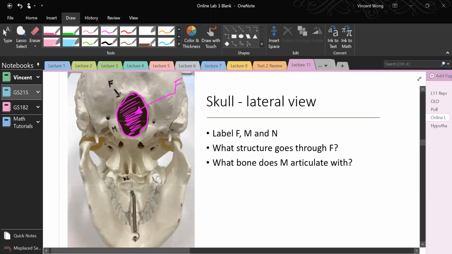A hole is foramen, right? Foramen. And this is a really big hole. So foramen magnum. Magnum means big. Flanking the sides of the foramen magnum are these semicircle knobby structures. Those are the occipital condyles.